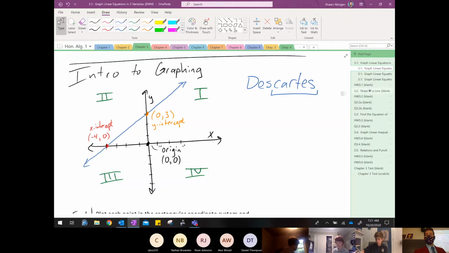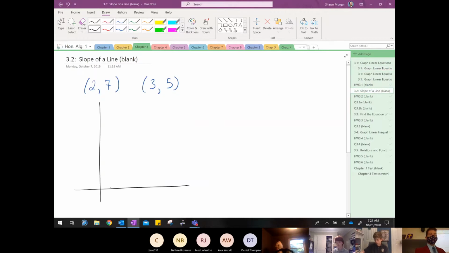So when we are applying these points, I'm going to go 2 to the right. I'm going to go 7 up. 5, 6, 7. That's going to be my first point. And then we're going to go 3 to the right and 5 up. That's going to be my second point. I'll do my point in red here. So this line, if I were going to connect the dots, is kind of going down into the right, isn't it?